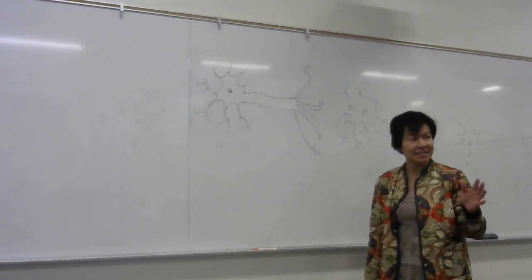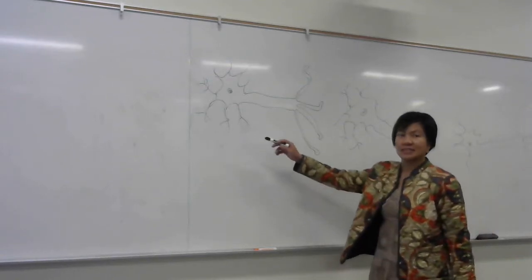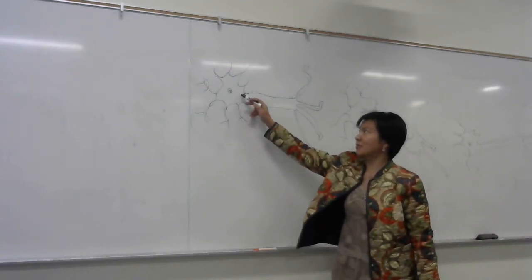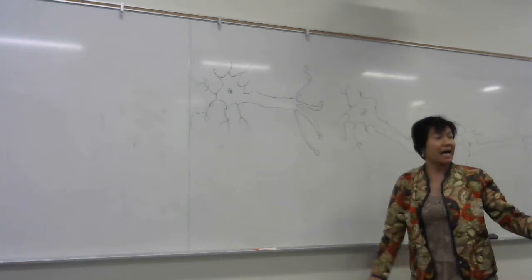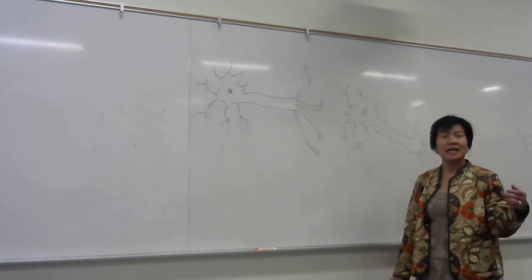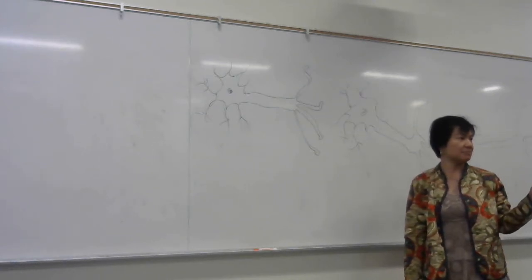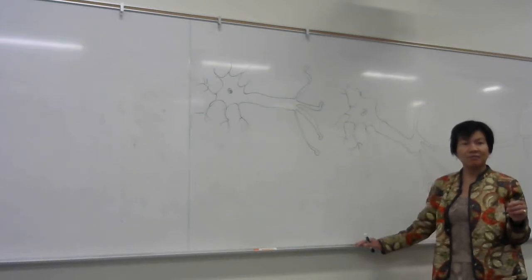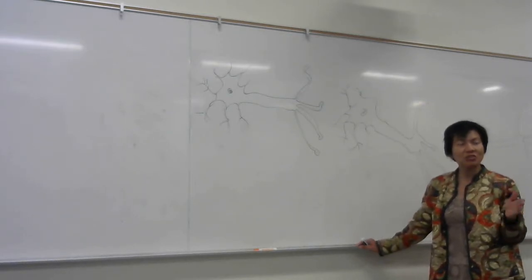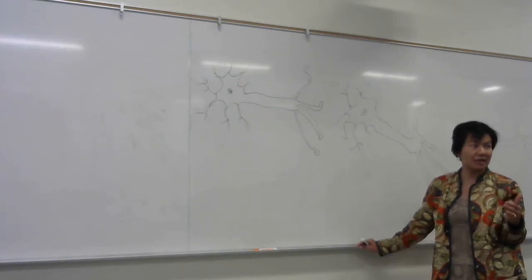Okay, so this is the one, right? Input, integrate, and then this is the one that fires the action potential. Another term for action potential: a nerve impulse, what else? Electrical impulse, okay? Don't forget, for the test, the most fundamental function of any neuron is to generate action potential.